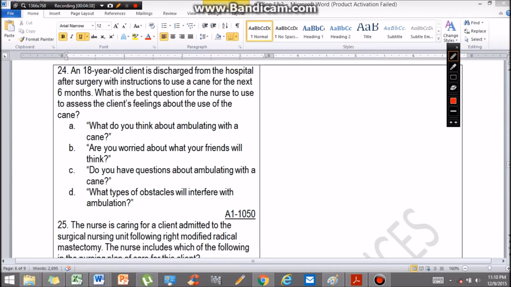an 18-year-old client is discharged from the hospital after surgery with instruction to use a cane for the next 6 months. What is the best question for the nurse to use to assess feelings about the use of the cane? The answer here is letter A. What do you think about ambulating with a cane? Okay. Now, before I tell you why.